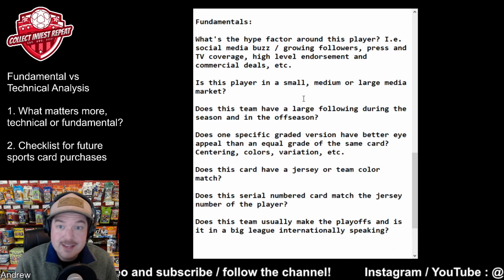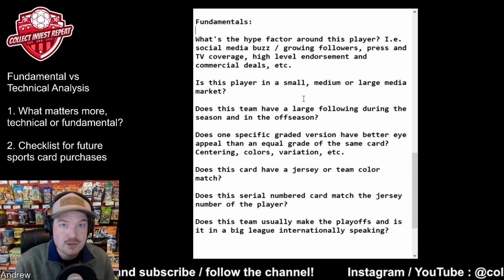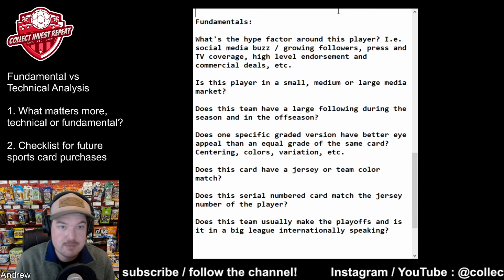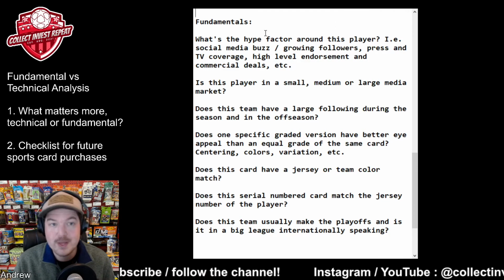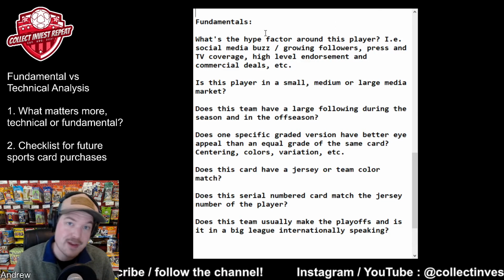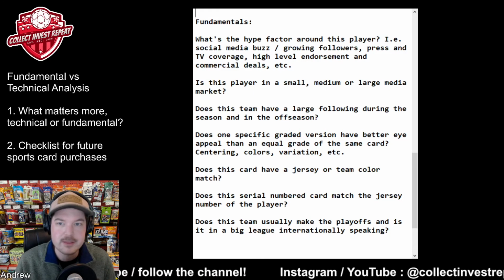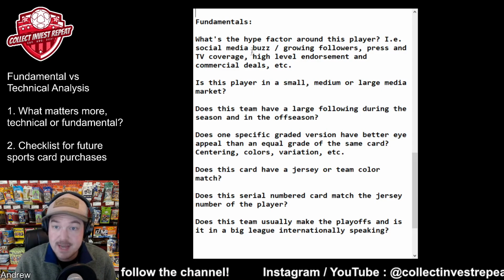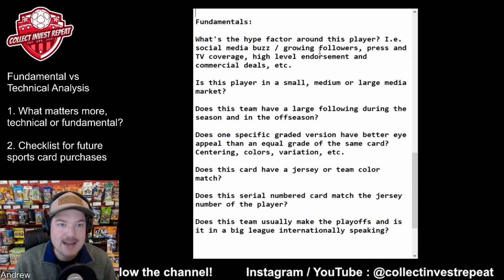So now diving into the fundamentals. This is the stuff that's a little harder to track by the numbers, but I think you guys will see what I mean as we go through it, how the fundamentals will work in your favor or against you if you don't make the best buy, which happens to all of us from time to time. So first up, what's the hype factor around this player?